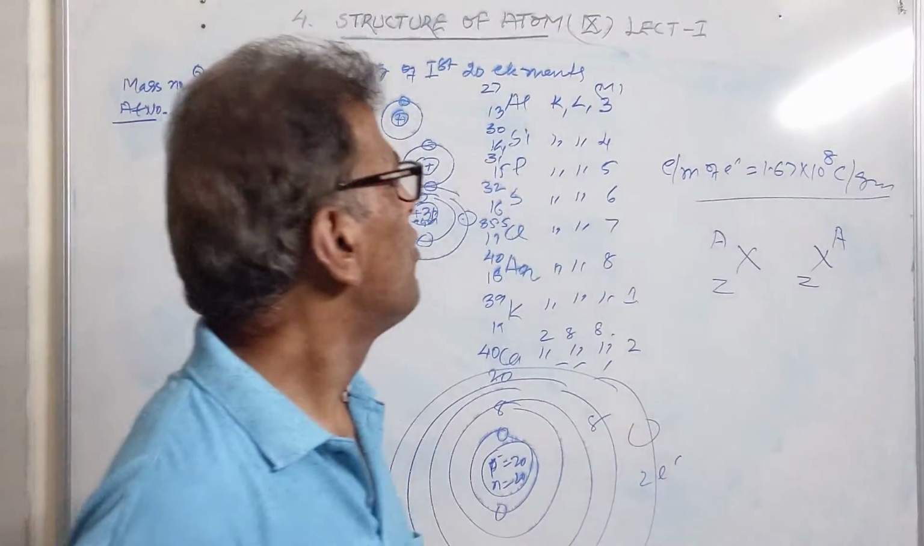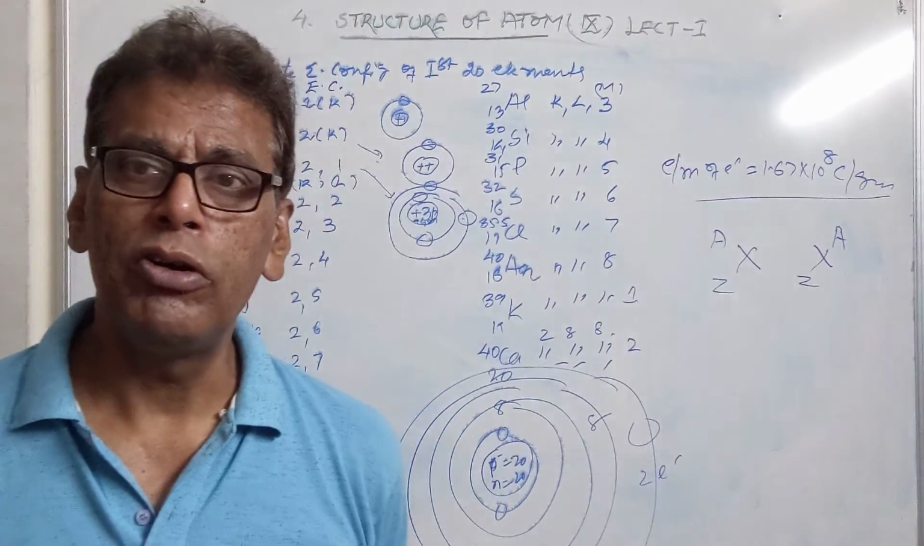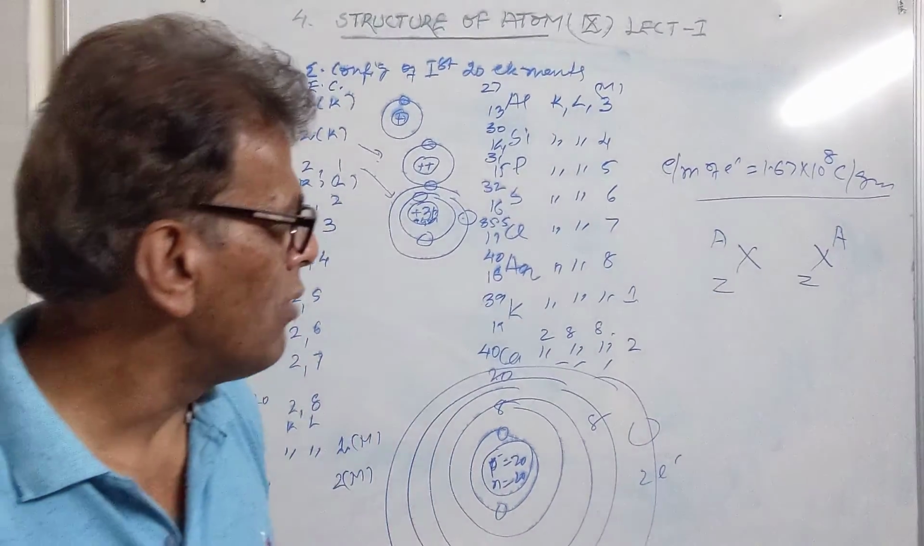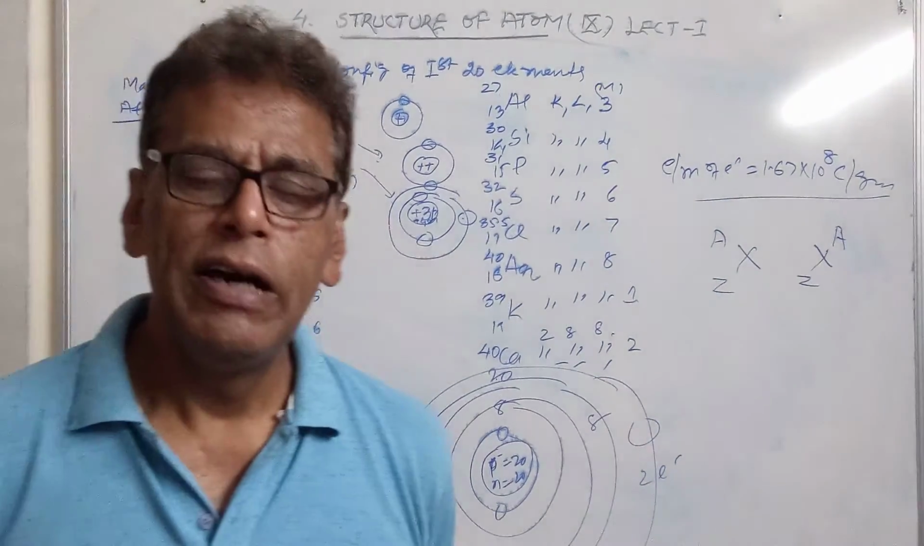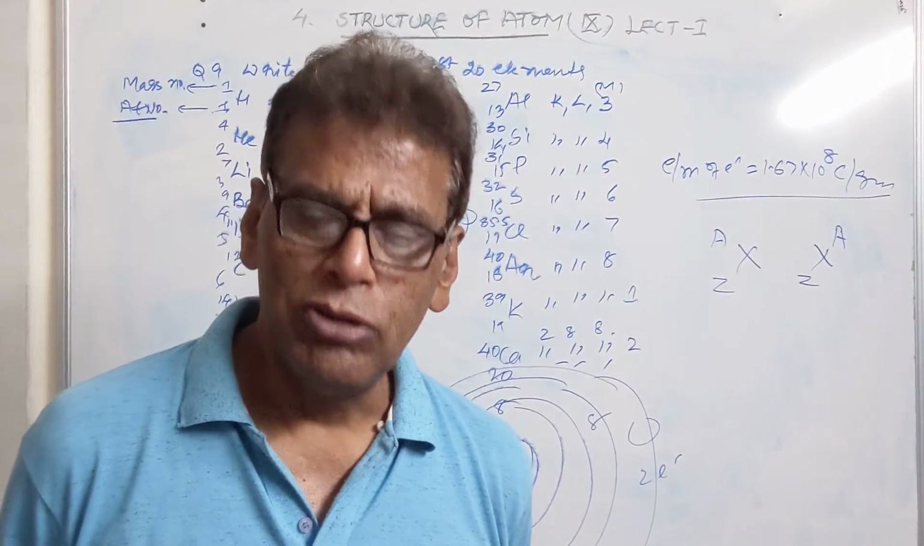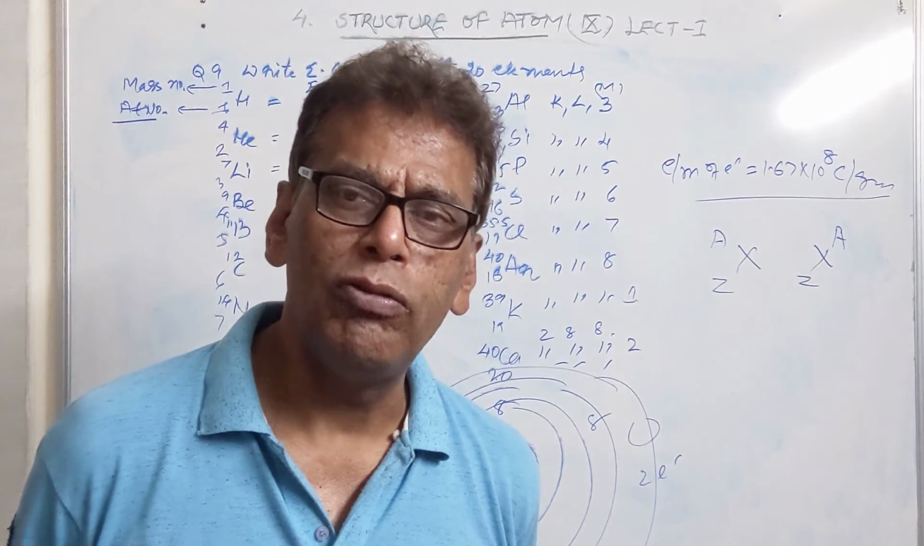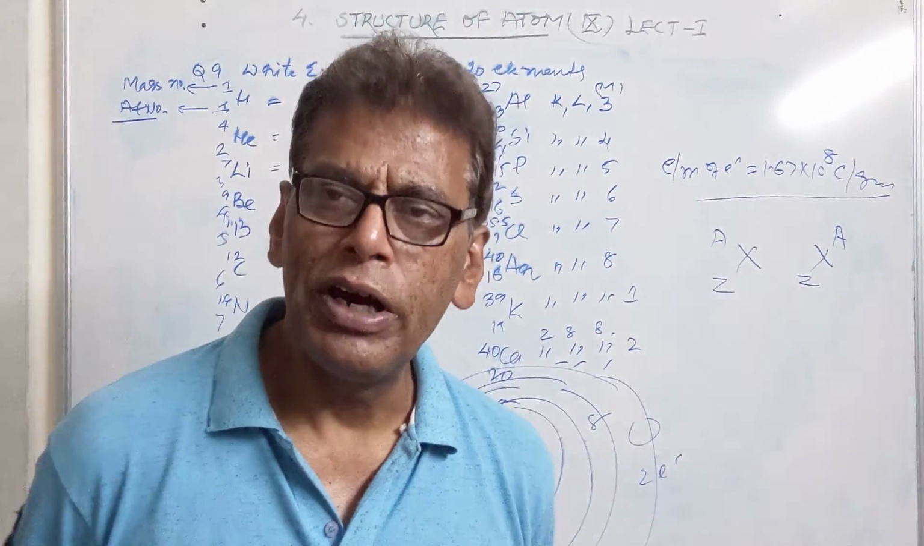So that is all about the starting lecture of the fourth unit, that is structure of atom. We discussed the discovery of electron, proton, neutrons and the models of atom. Then we discussed electronic configuration, isotopes, isobars and so on. In the next lecture we will be taking the text questions of your fourth unit. Thank you very much.